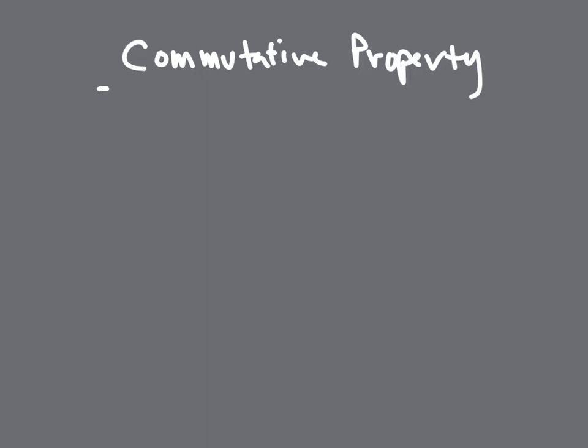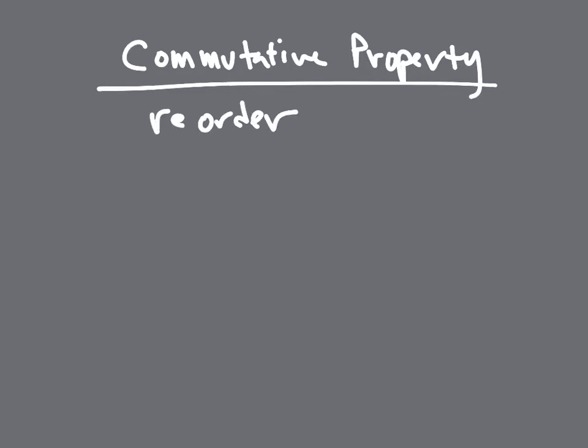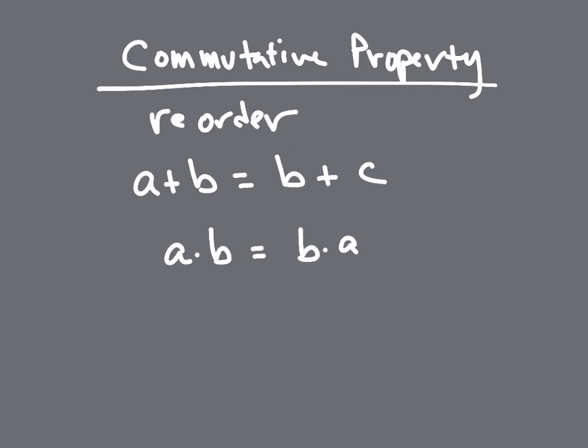Now, the commutative property is this. When I say the word commutative property, I think of the word reorder. So watch what I do here. By definition, here's what the commutative property means. It means A plus B is equal to B plus A. It works for addition, and it also works for multiplication. I can say A times B is equal to B times A.